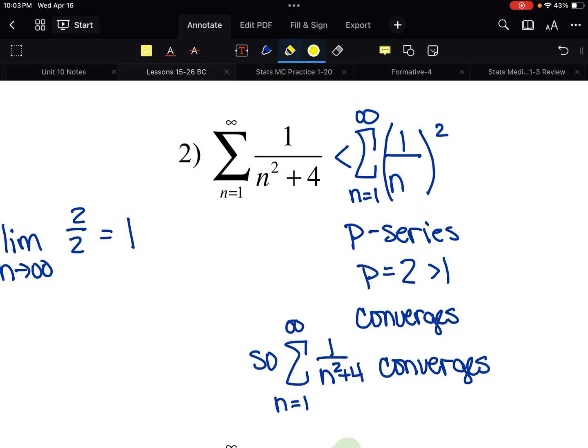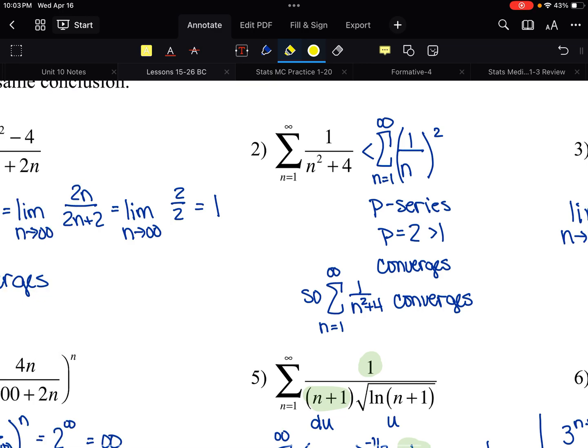Okay, 1 over n squared is a p-series. P is equal to 2. 2 is bigger than 1, so that converges. So I've got a function that converges, and I've got another function that's even smaller. So if these numbers are small enough to converge, then what's going to happen with the ones that are even smaller? They're also going to converge.